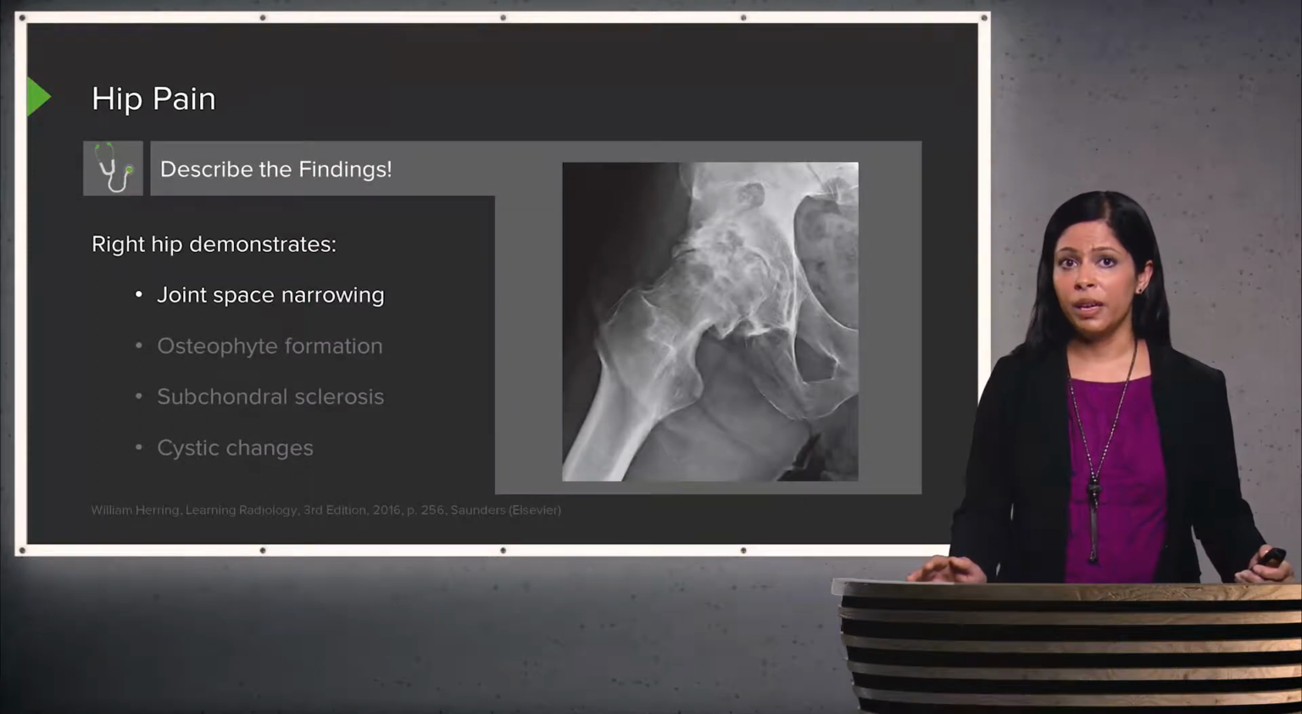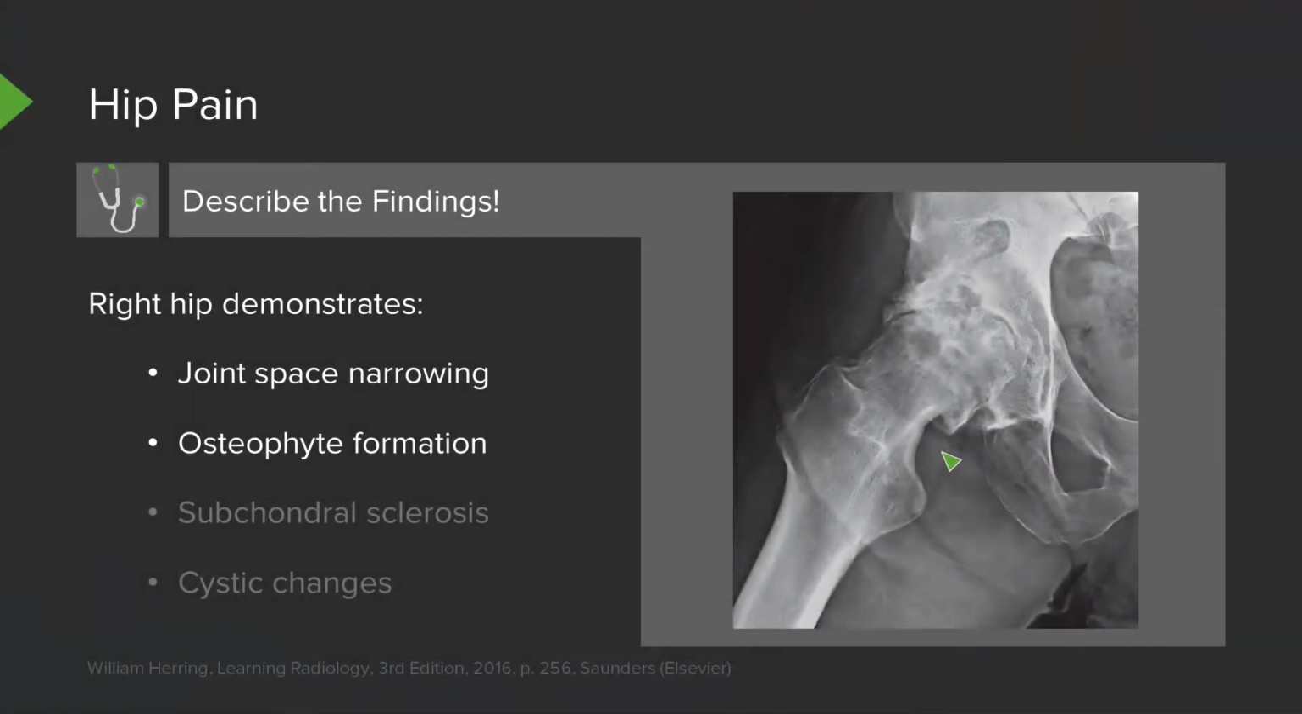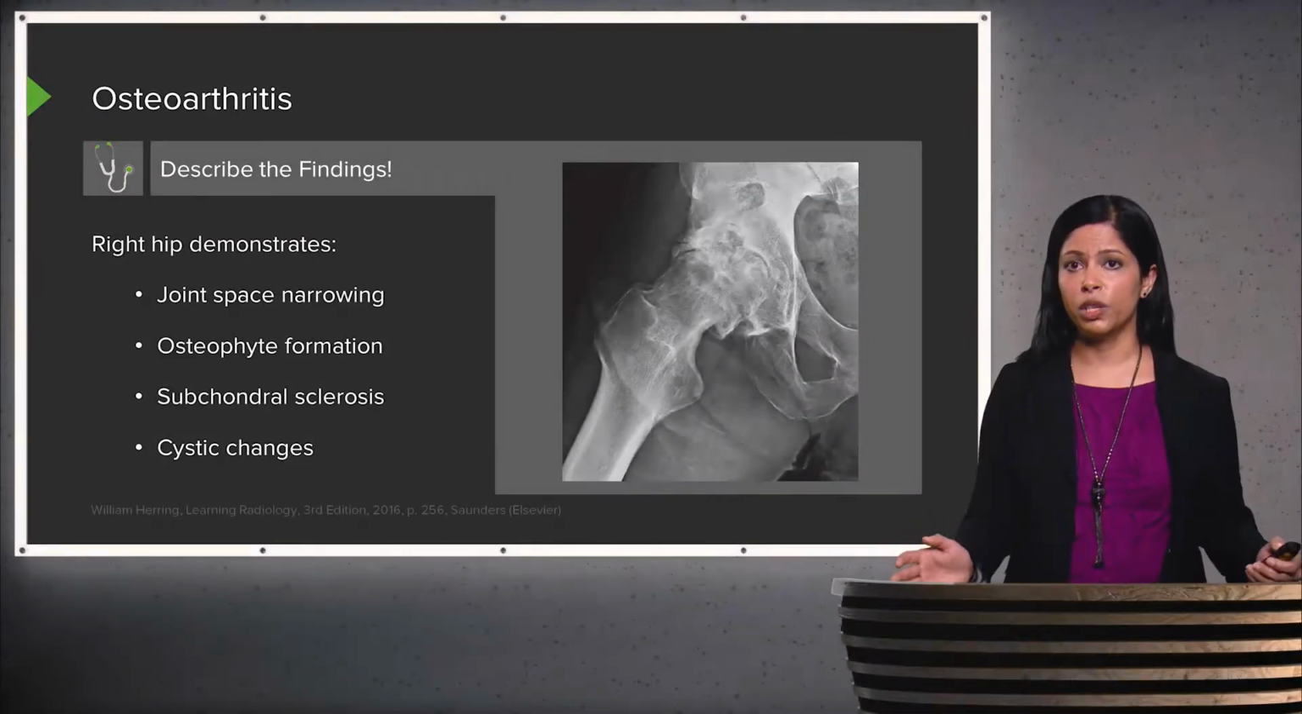So this right hip has joint space narrowing. You can almost see obliteration of the joint space here. There's very little lucency present. You have osteophyte formation right here, as well as at the margins up here. You have subchondral sclerosis, so you have an increase in density in the surrounding bone here. And you have multiple cystic changes, which you can see scattered all around this joint. So this is an example of osteoarthritis.